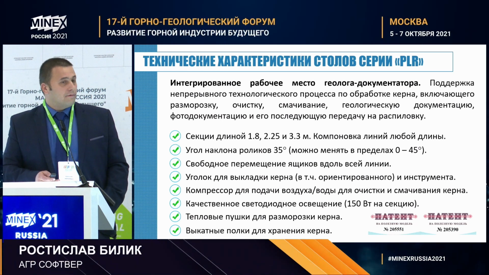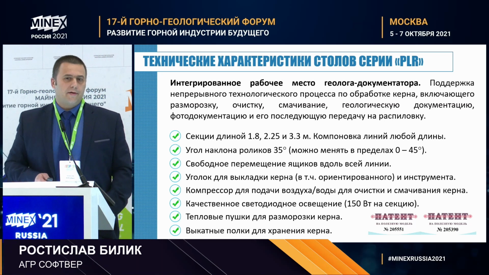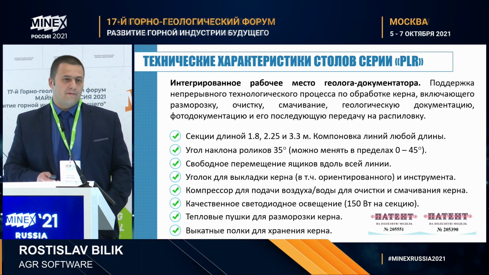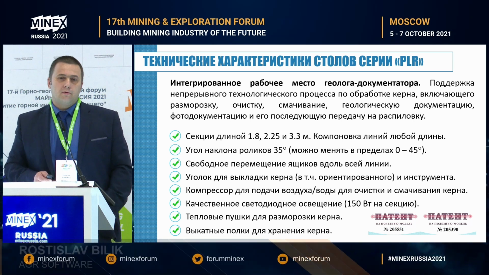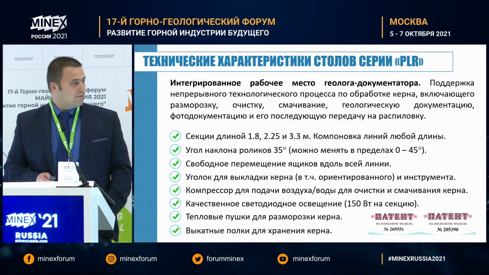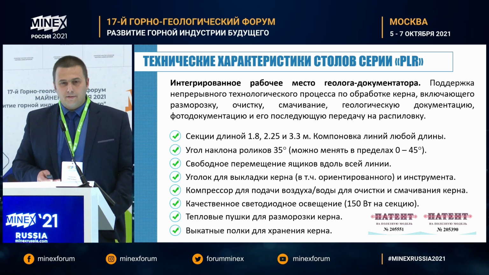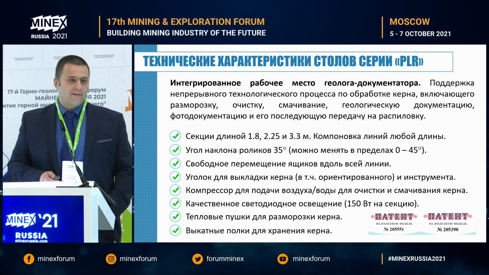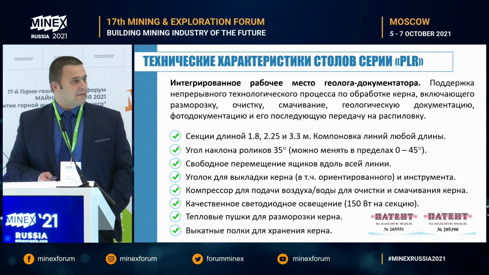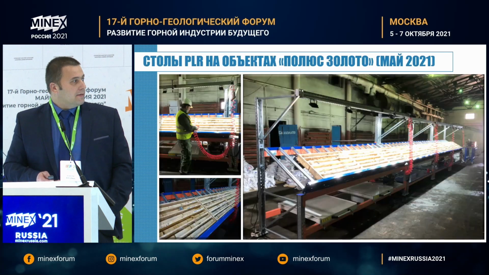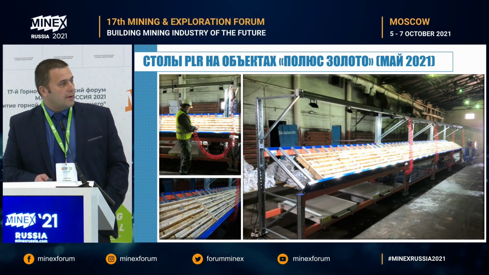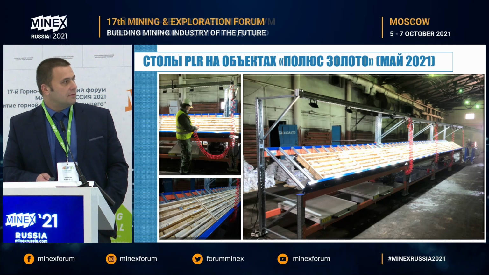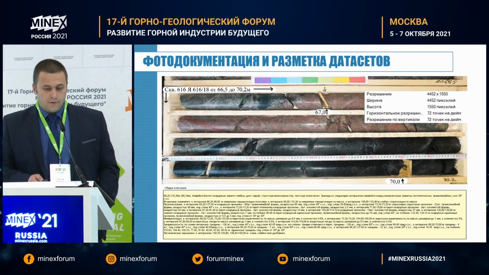Here you might find the characteristics of these working tables, and our booth is number 13. The angle of this kind of table could change from 0 to 45 degrees, and actually we have very convenient tables for core analysis. This is an example, the Kuronak deposit, Polizolator company. That's the kind of table they're using there.